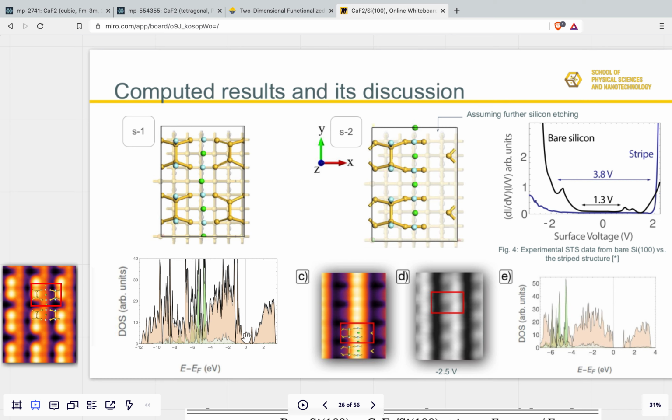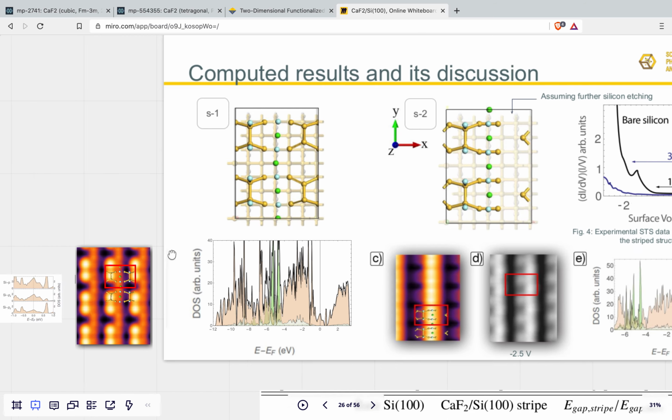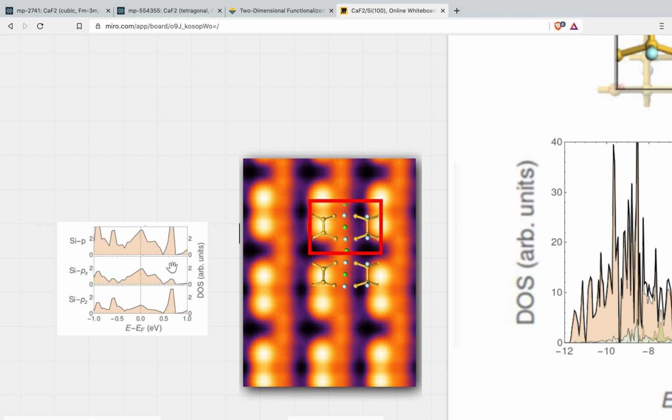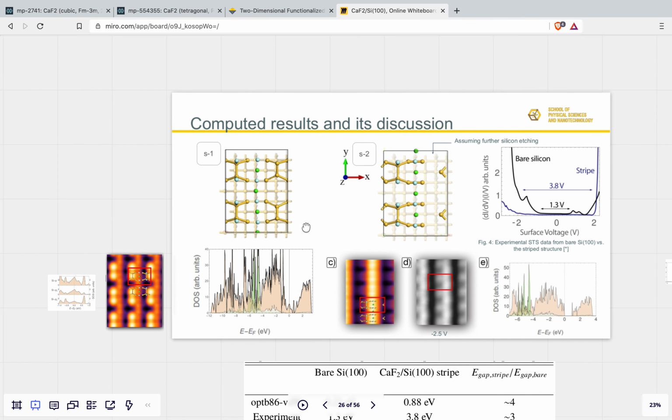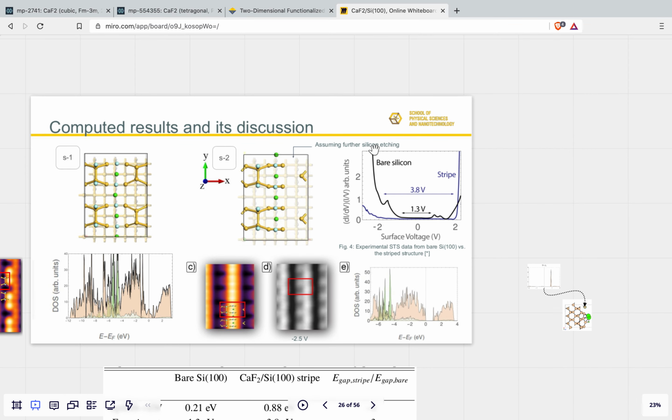However, it displayed a metallic behavior with almost no bandgap, and the computed STM image did not resemble the pattern observed in the experiment. From the partial density of states, we can observe that the gap is closed by its silicon contributions to the unoccupied states. So we considered further silicon etching during the CVD process, and we were able to get a bandgap and also a pattern that closely resembles the experimentally observed patterns.